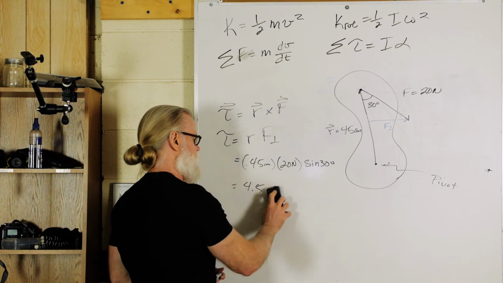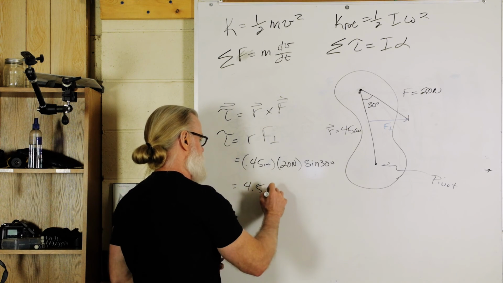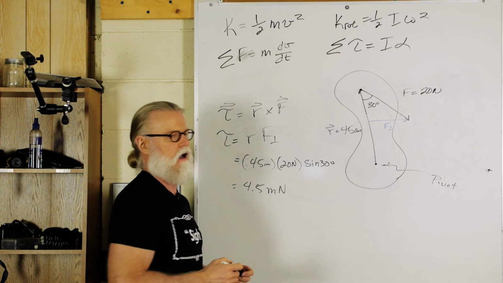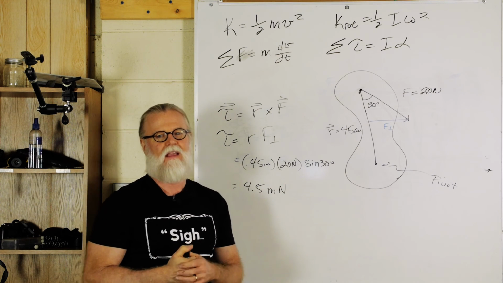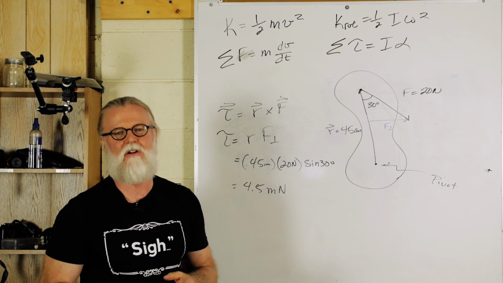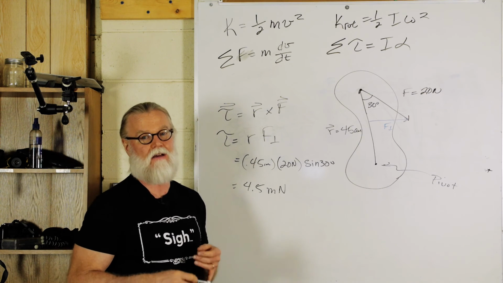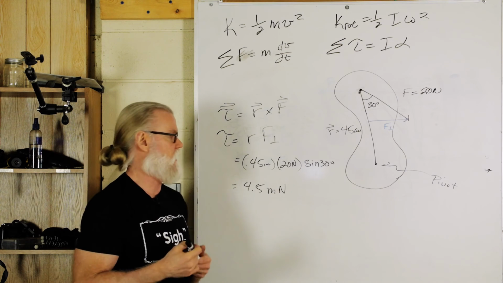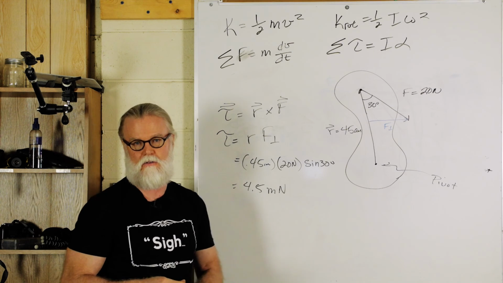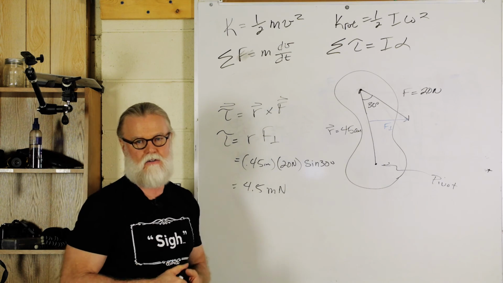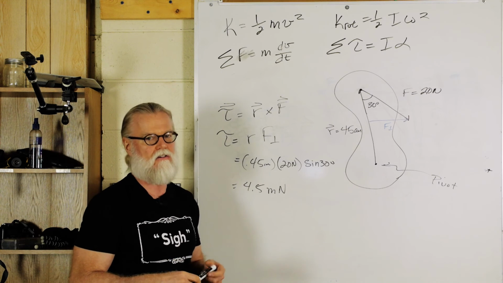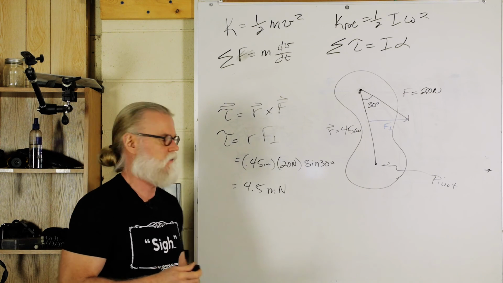Now, some people will call this meter newtons because a newton meter is also a unit of energy. Torque is not energy. They happen to have the same units. So to differentiate it, sometimes people call it meter newtons. It's a newton meter too, but torque is not energy. They just happen to have the same units.